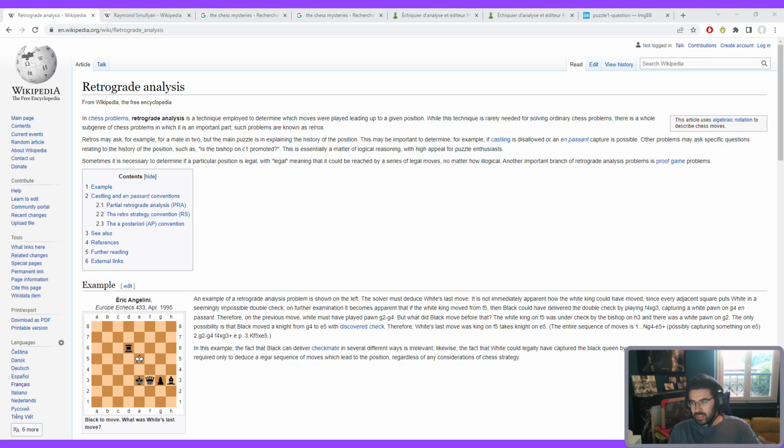Well, it means that in these problems, usually you have to study the past of the game and not its future. While this technique is rarely needed for solving ordinary chess problems, there is a whole subgenre of chess problem in which it is an important part. Such problems are known as retros.